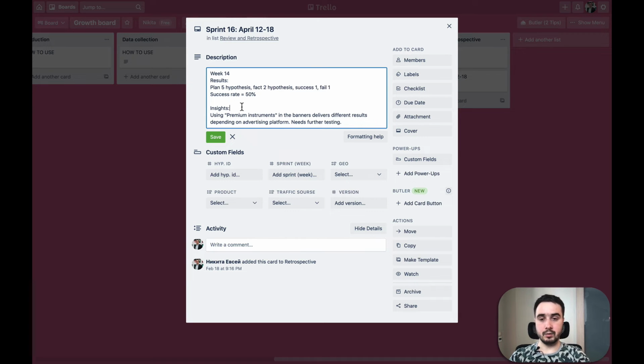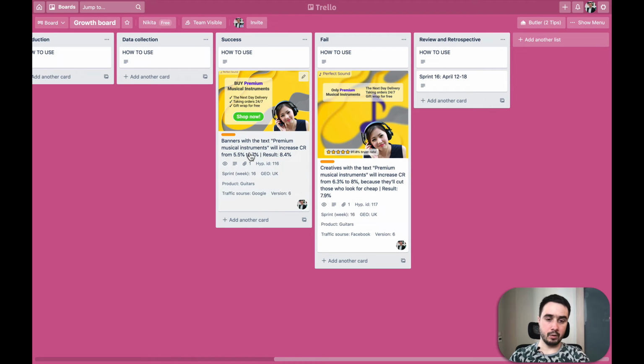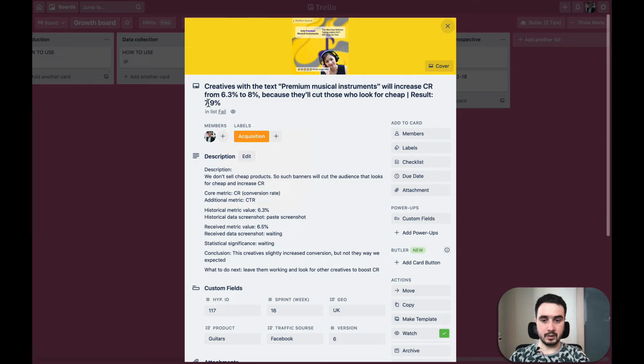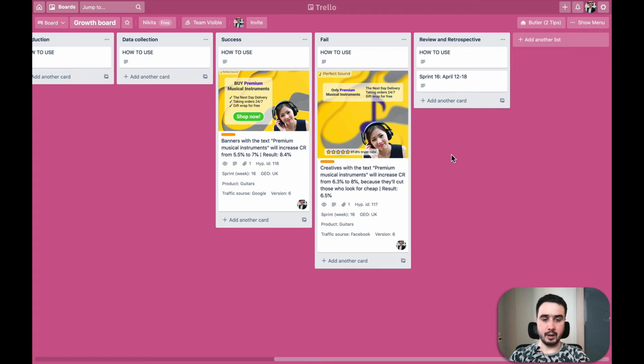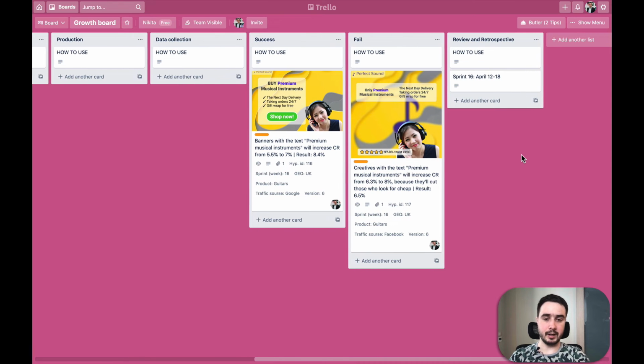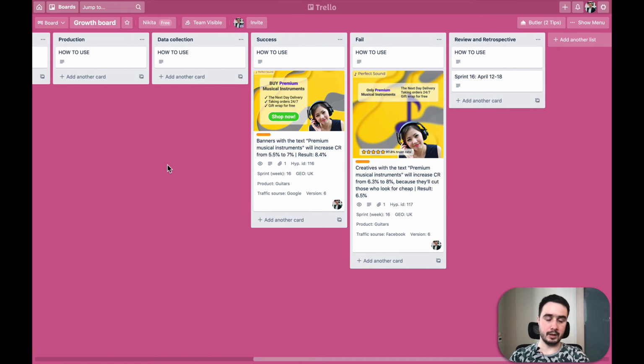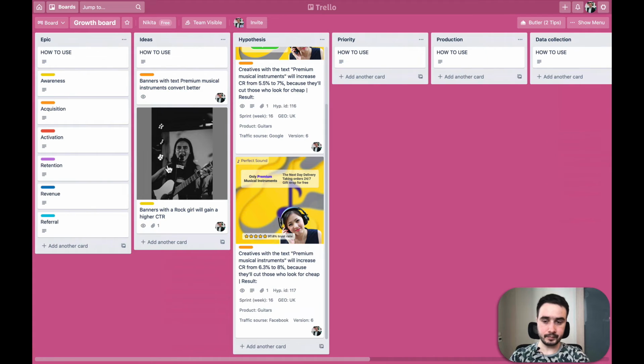We understood that using premium instruments in the banners delivers different results depending on the advertising platform. Needs further testing. So it works well for Google, but not so well for Facebook. And this means that we probably have to create some more hypotheses to work this around and to understand actually, with premium musical instruments, does it make a real change in the advertising or not?